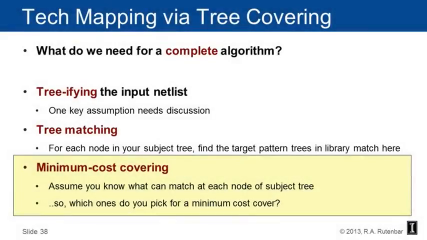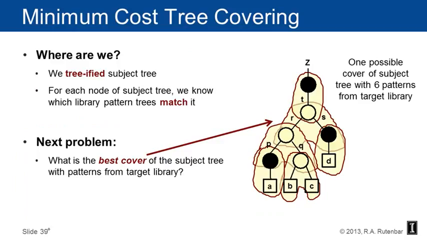So here we are finally at the most interesting part of the tree covering method, which is the minimum cost covering problem. This is a really beautiful, elegant, recursive algorithm made possible by the way we constructed the tree part of our problem. Let's go look at how that works. Just by way of summary, we have treeified the subject tree. And for every node of the subject tree, we know which library pattern matches it. We've annotated that information on the tree itself.